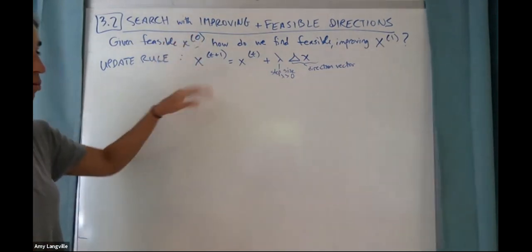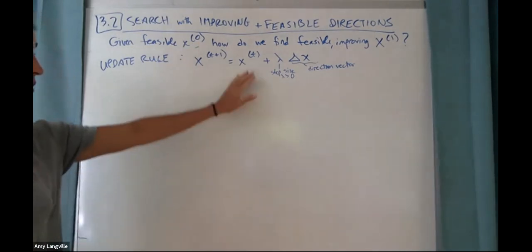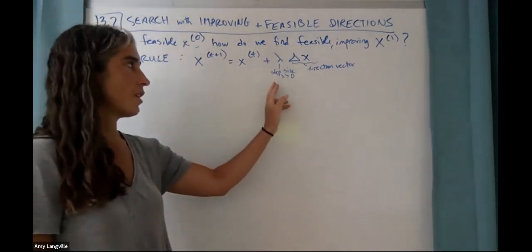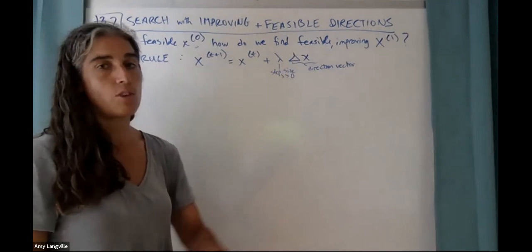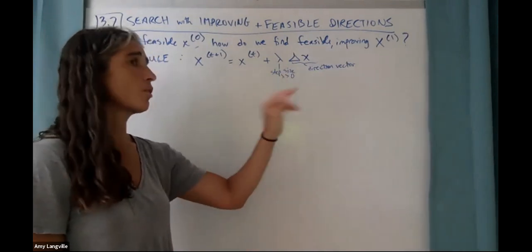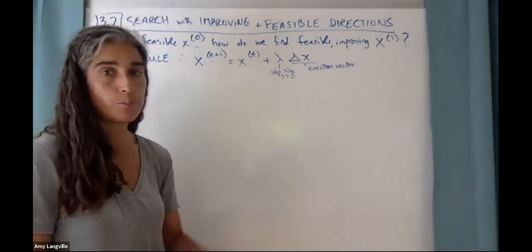x t plus 1, your feasible solution vector at time t plus 1, depends on the previous iterate. And then you're going to update it this way. You're going to point in a different direction, delta x, that's our direction vector. And we're going to go some distance in that vector, lambda. Lambda is going to be a positive value.